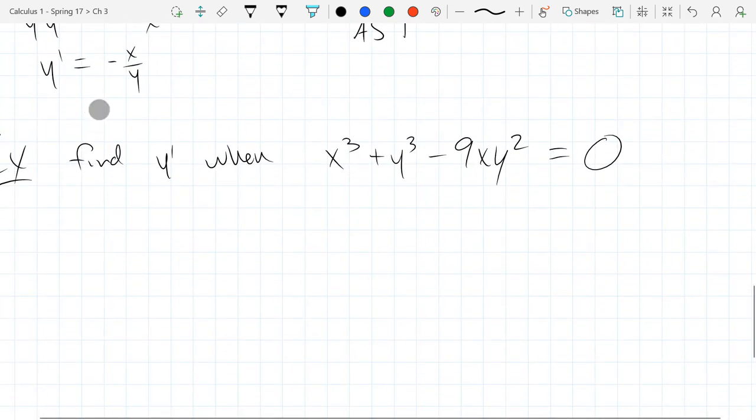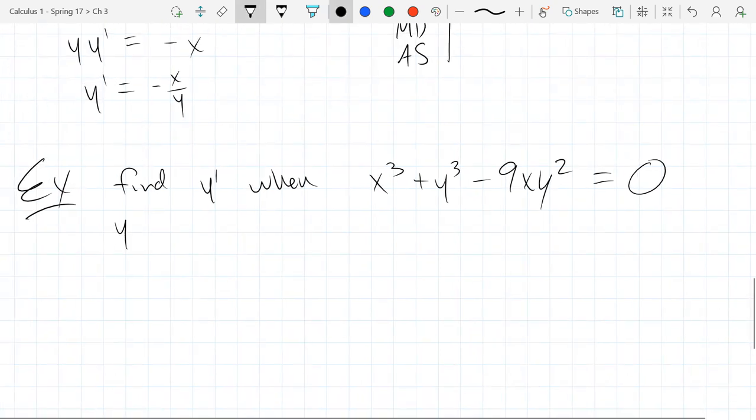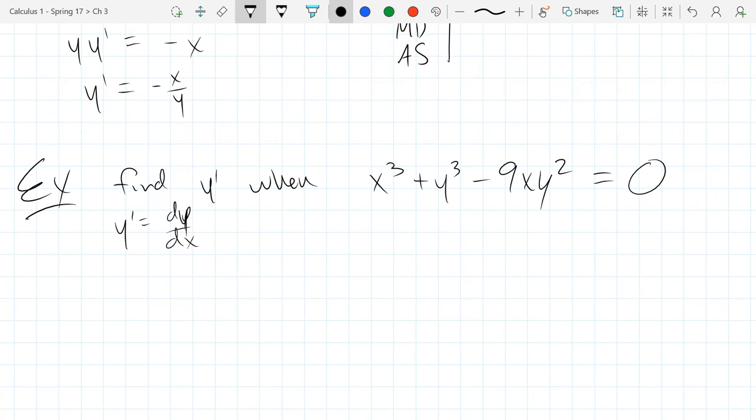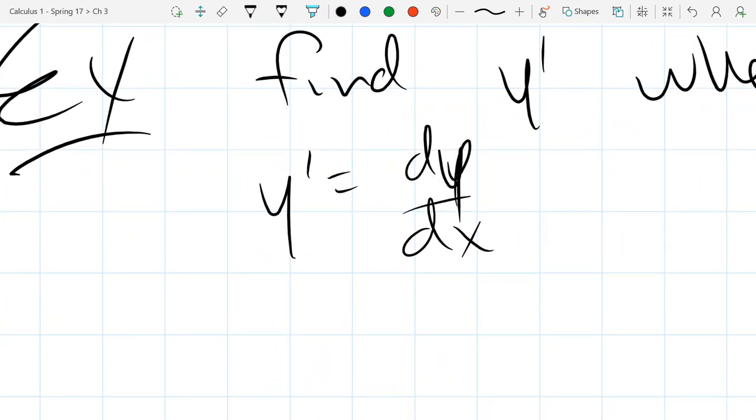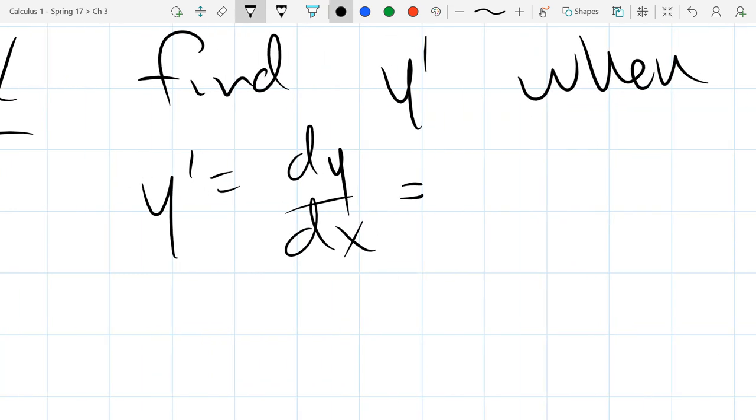So how do we go about finding y prime, which is also known as dy dx? What's the answer to every question in this class? Derivative. Yeah, let's take a derivative. Good idea. So we're going to take a derivative. Do we take a y or an x derivative? So we're taking an x derivative of our equation. So I want to find dy dx, so I'm taking an x derivative.